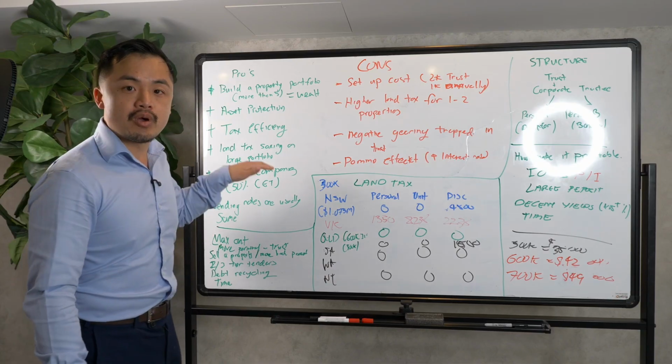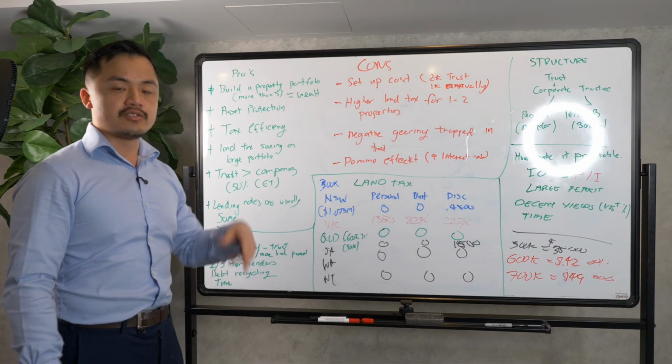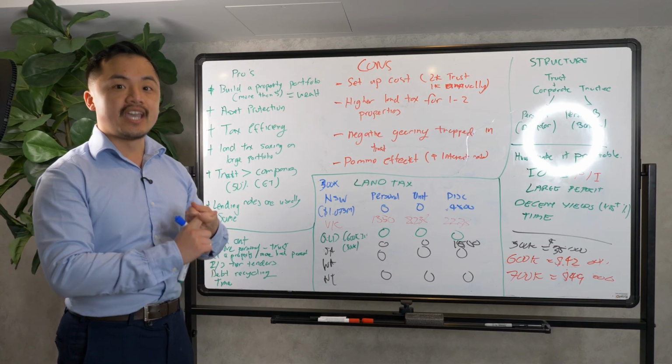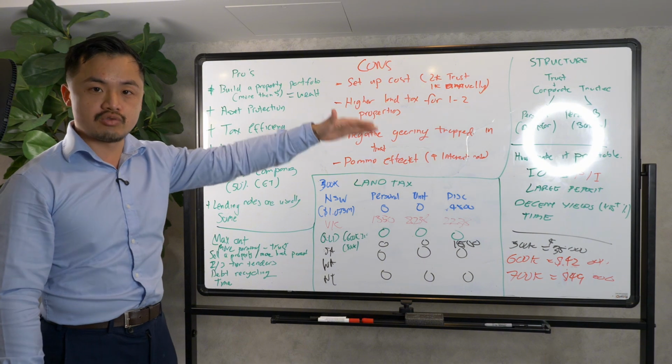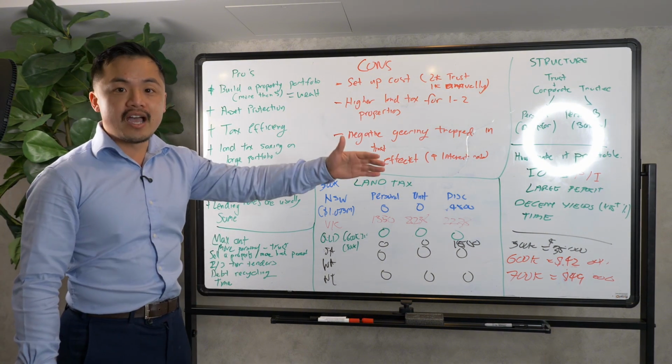One, you can move the property from your personal name to the trust. I do not recommend this. There are two reasons why. One, you're going to pay stamp duty again, based on the new value of that property when you convert from personal name to a trust. Two, you have to pay CGT on the profit that you made.